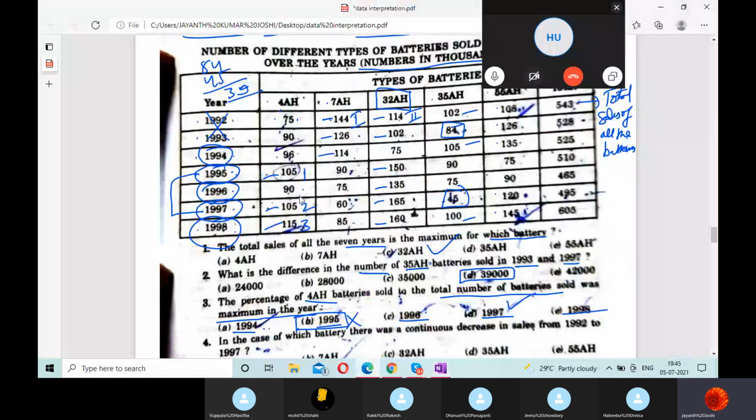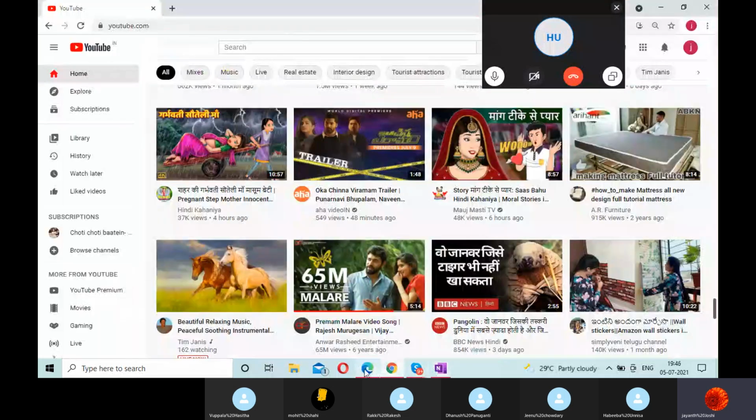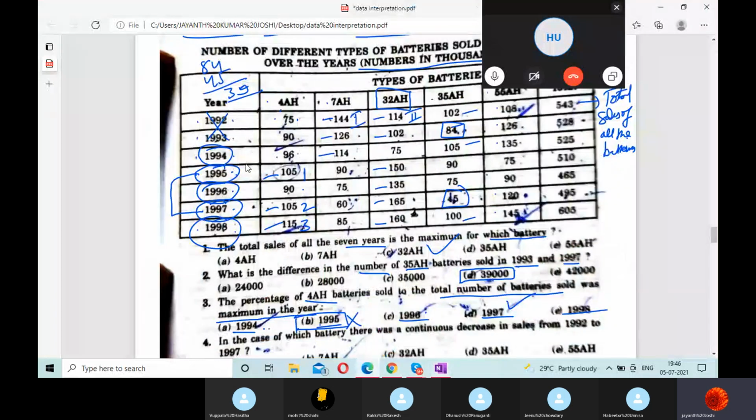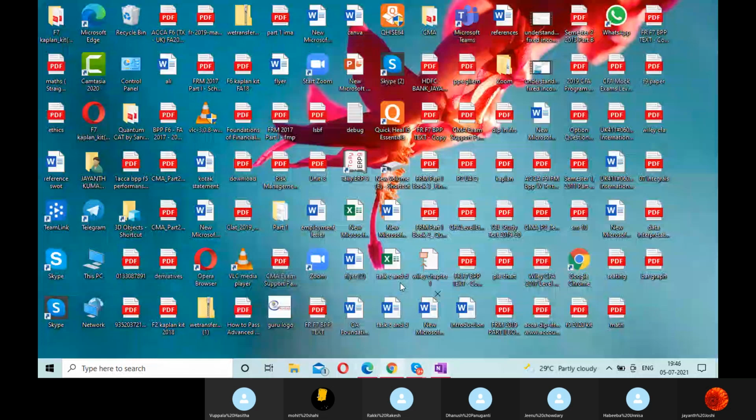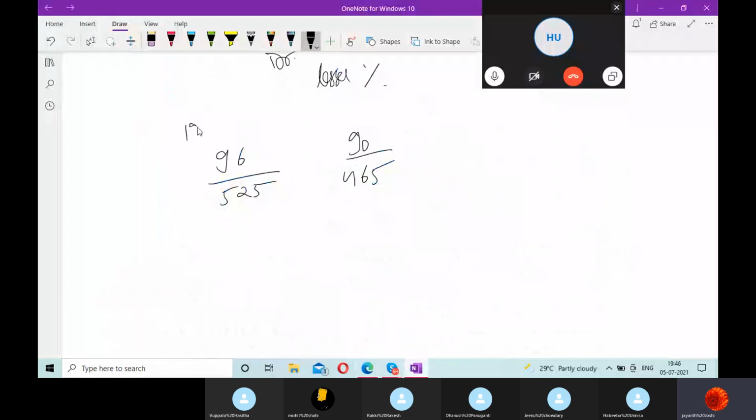96 by 525 and 90 by 465. 96 by 525 is in the year 94 and 90 by 465 is in the year 96. So now see here, there is one small thing. Now again you should be understanding. See, if I take 90 as 1 and 96 as 3, because 96 is bigger than 90.